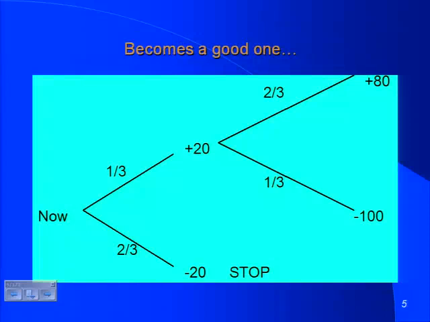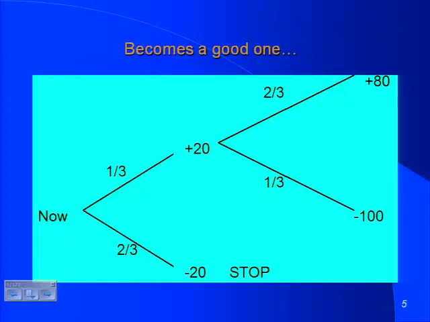It doesn't look like the same decision tree, but here's why I think the two decision trees are very similar. This is actually a two-step decision tree. The first stage, you have a 1/3 chance of success and a 2/3 chance of failure. If you fail, you lose $20 million. If you succeed, you make $20 million.